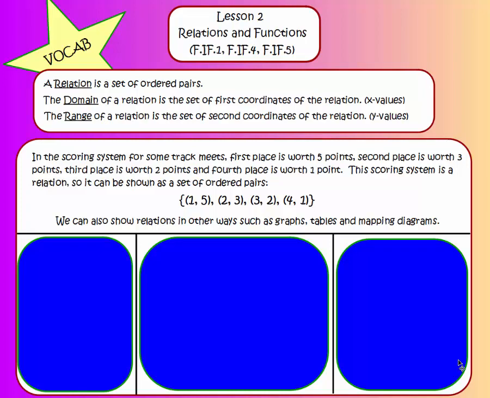Here's lesson 2 on relations and functions. Some vocab we need to understand before we can keep going with this is what a relation is, a domain, and a range are. A relation is just a set of ordered pairs.